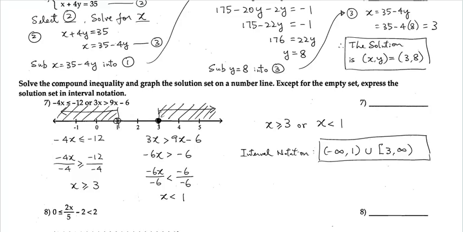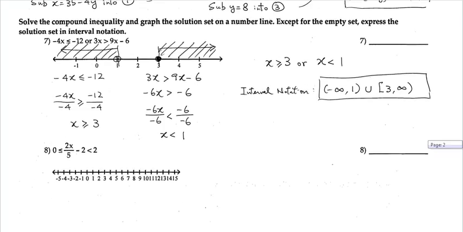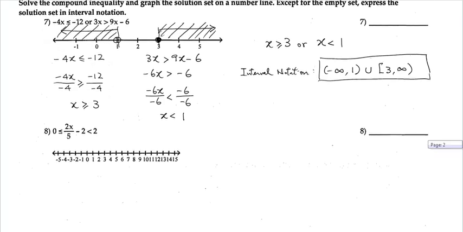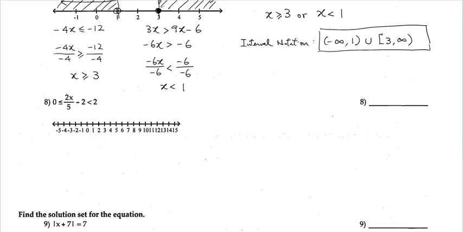Why is it an open bracket? Because it's equals to 3. When you include that point, you would use a bracket. Otherwise, we use the parenthesis.